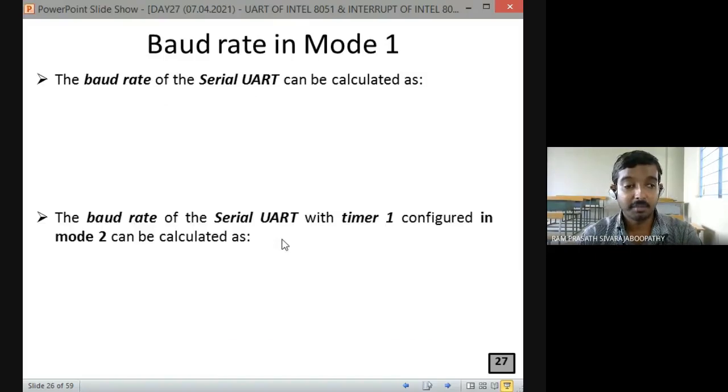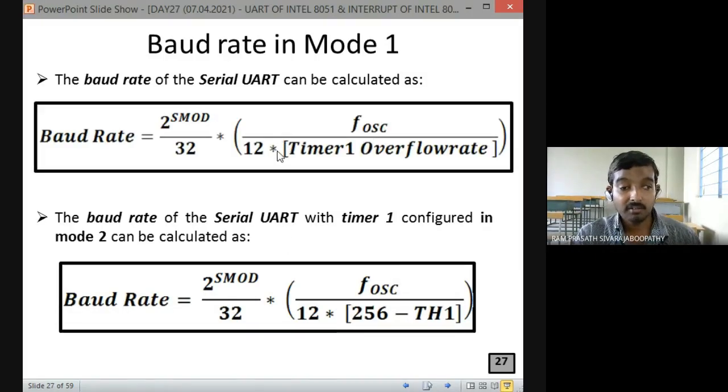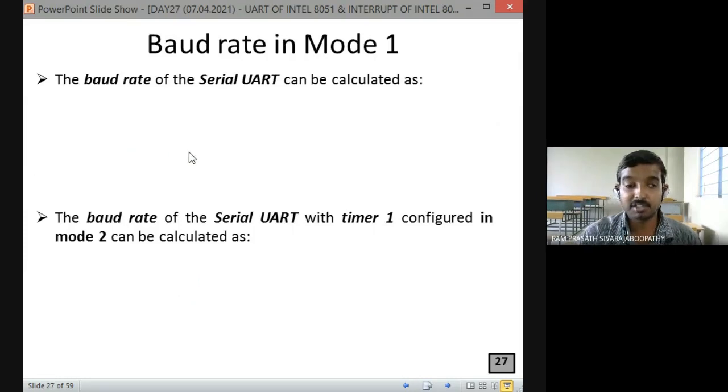Correct? So the base பண்ணி என்ன சொல்றோம்? FOSC divided by 12, divided by timer 1 overflow rate. Timer 1 overflow rate எது depend பண்ணிருக்கு? The count value you are loading. Please understand. Fine. So 2 power SMOD by 32. SMOD bit 0 னா meaning என்ன? 1 by 32, divided by 32. SMOD bit 1 னா meaning என்ன? 2 by 32, that is 1 by 16, divided by 16. இப்போ புரிஞ்சுதுங்களா அந்த diagram?